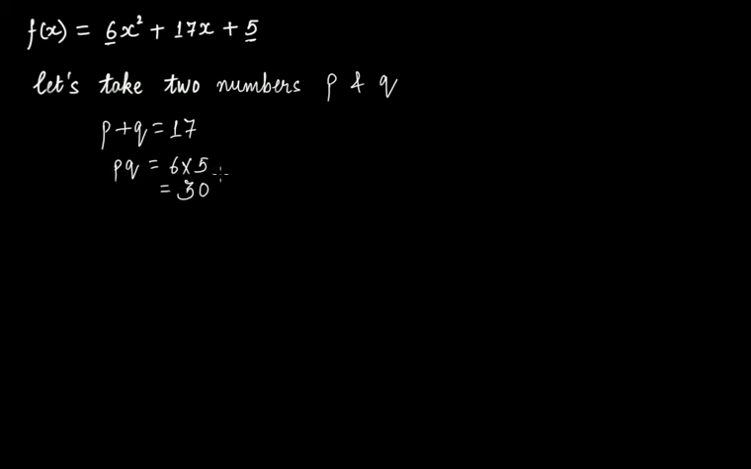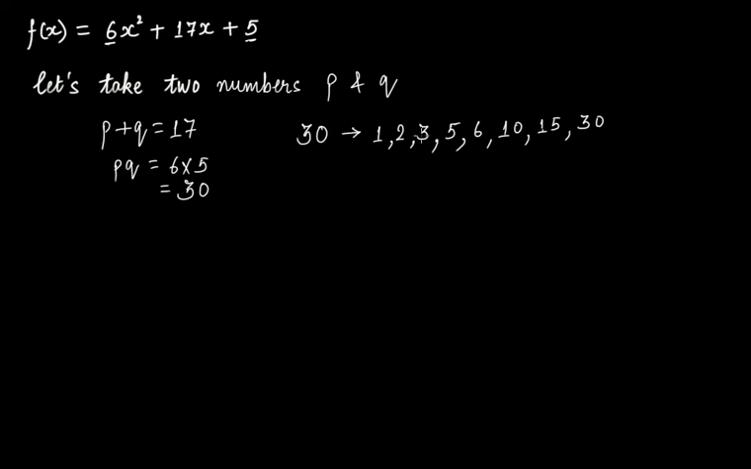Okay. Now, what will be the two numbers which when added give you 17, and which when multiplied give you 30? For that, write down the factors of 30. So the factors of 30 are 1, then 2, then 3, then 5, then 6, then 10, then 15, and then 30. So these are the factors of 30, right?